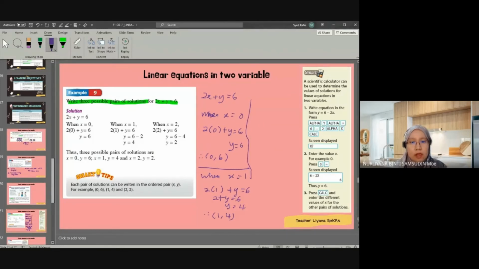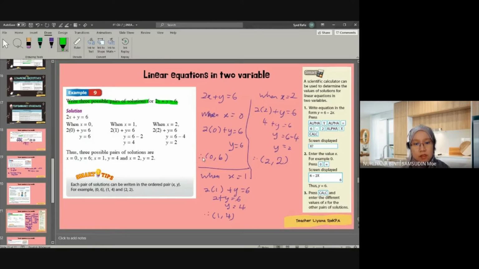Then when x is 2, 2 times 2 plus y equals 6. Here is 4 plus y equals 6. Here is positive 4. You take it to the other side, it becomes negative 4. y equals 2. So another possible solution would be x is 2, y is 2. The question only wants you to give 3 possible pairs, so these are the possible pairs.